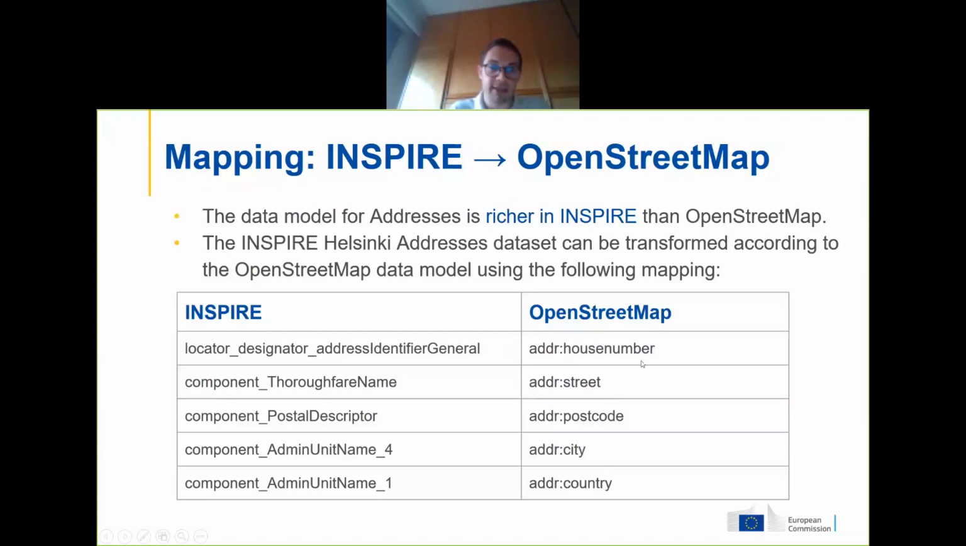Let me start from the house number that corresponds to this address. If you remember, when I showed you the UML data model, this was exactly the way that this data set used to identify an address, with the locator, designator, and then the address identifier general. That is basically the building number. The street corresponds to the component thoroughfare name attribute. In Inspire, the postcode is the postal descriptor, and then the 2 admin unit names attributes here correspond to the city and the country.